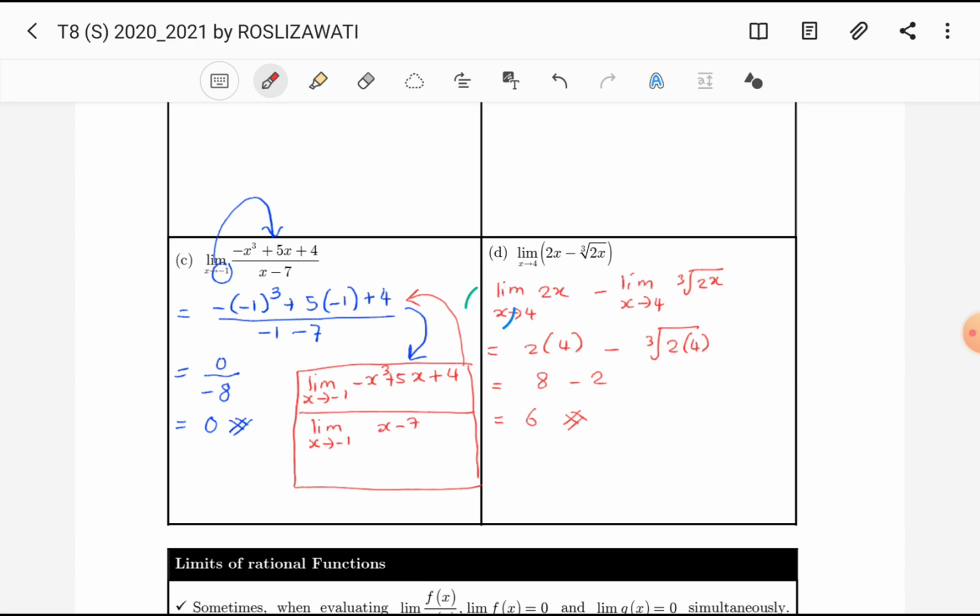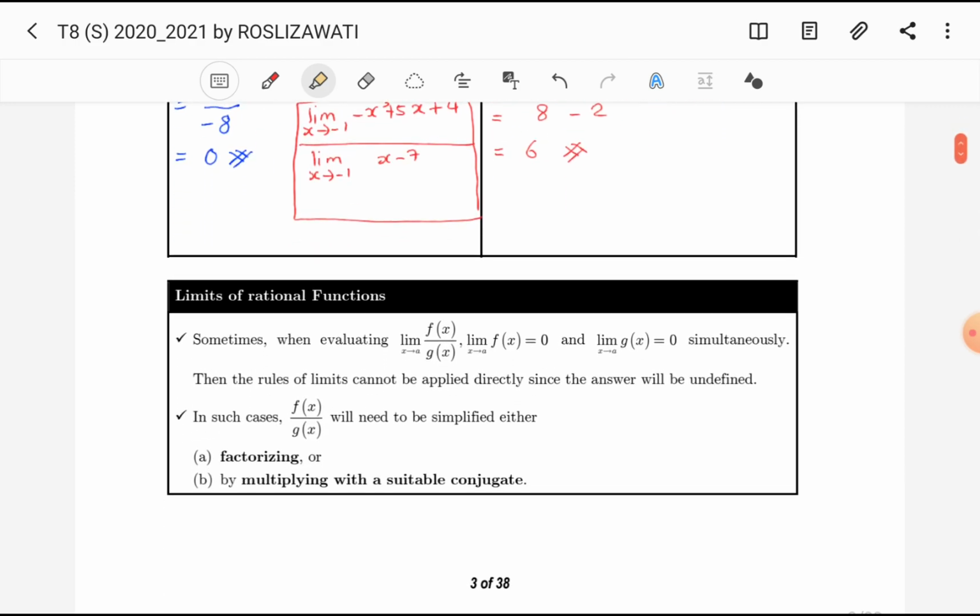Okay. Settle. Ni perasan ke tak? Bila hilang perkataan limit, LIM tu, ni LIM for limit. Bila hilang? Bila saya ganti number tu ke dalam. Terus the word limit tu, LIM tu, tak perlu tulis dah. Ya? Okay, next.